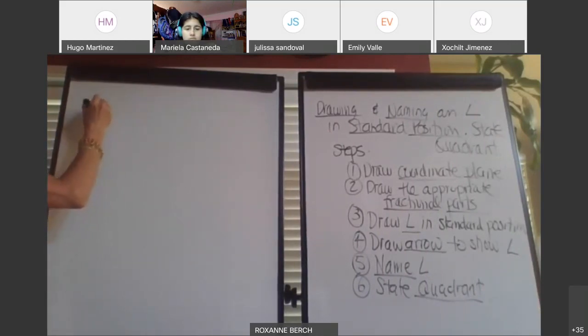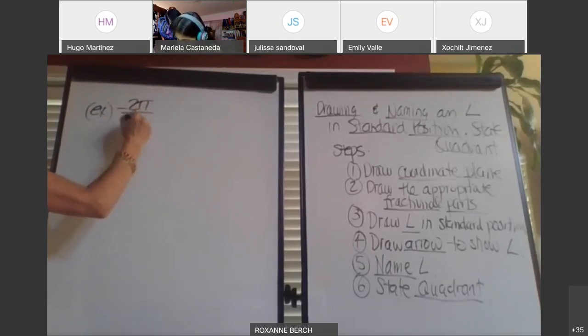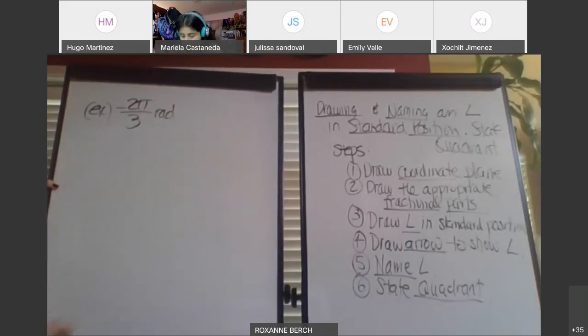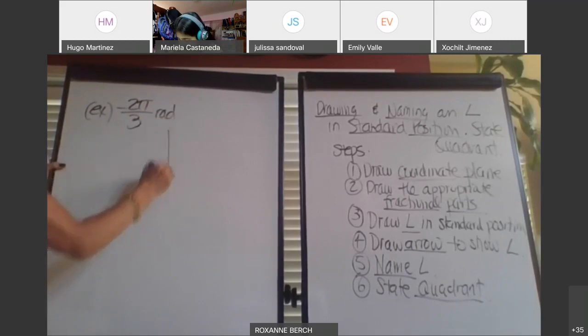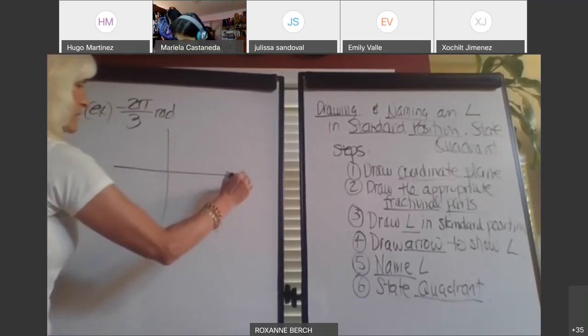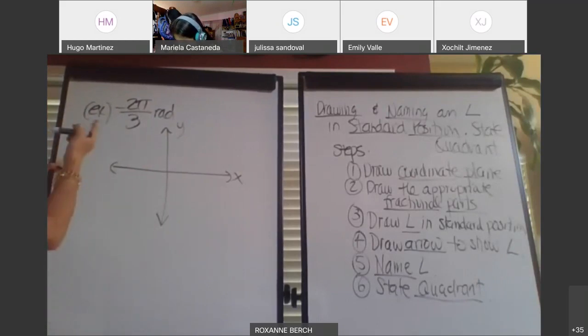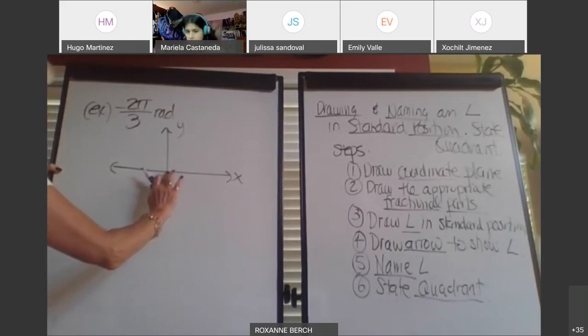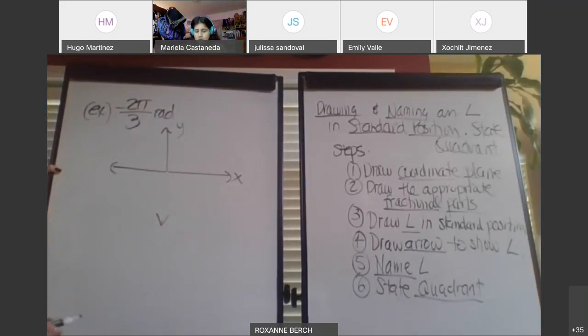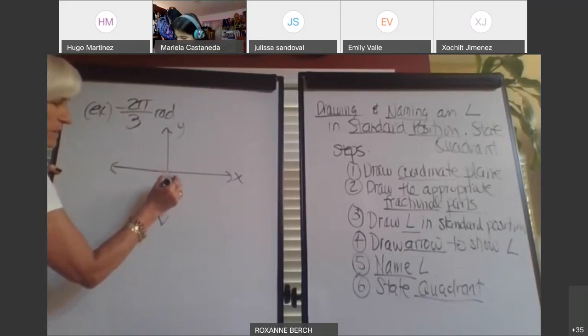So negative one, negative 2 pi over 3 radians. Draw your coordinate plane. And now this is a negative angle, so I'm going to divide the bottom into 3 equal parts, which means I don't necessarily want to use that line. I don't want it to confuse me.